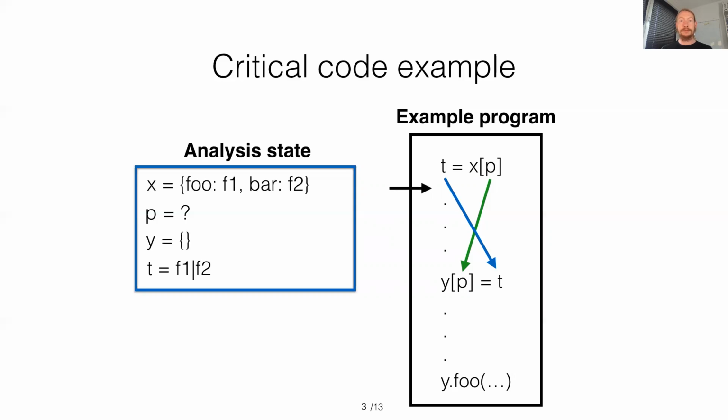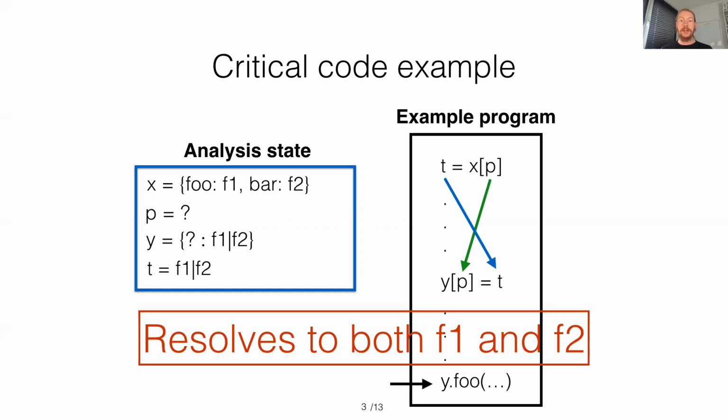When reading the p property of x, we have to read both the foo and the bar property, since p is unknown, meaning that the abstract value of t becomes both f1 and f2. Then we analyze the dynamic property write, which writes the value of t to all properties of y, since p is unknown, meaning that all properties now point to both f1 and f2. In other words, all the properties of x have been mixed together in all properties of y.